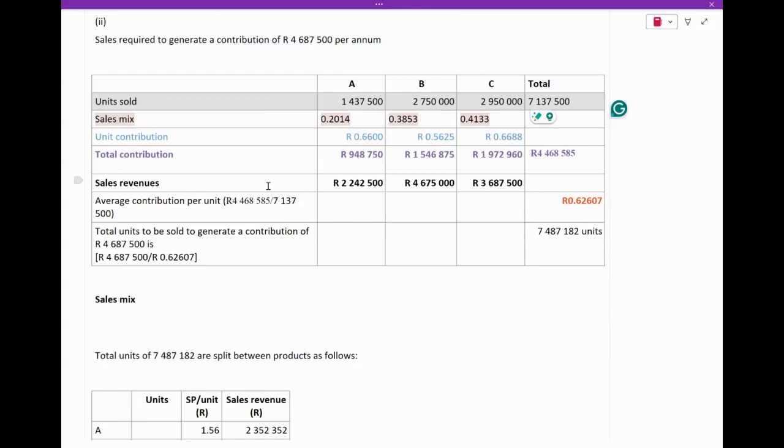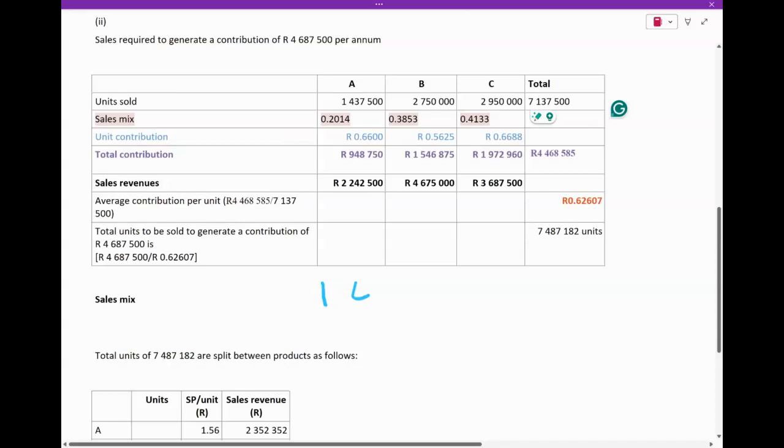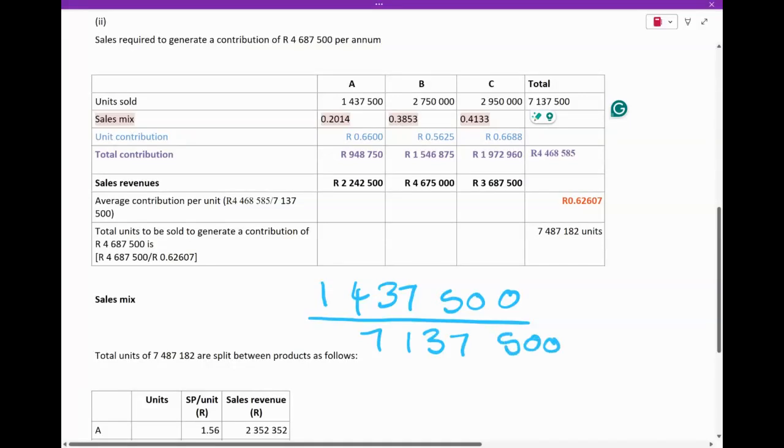So maybe just to show you at least, first one, we're saying 1,437,500 divided by our total sales of 7,137,500. And if we calculate that, what do you get? Should give you this here.